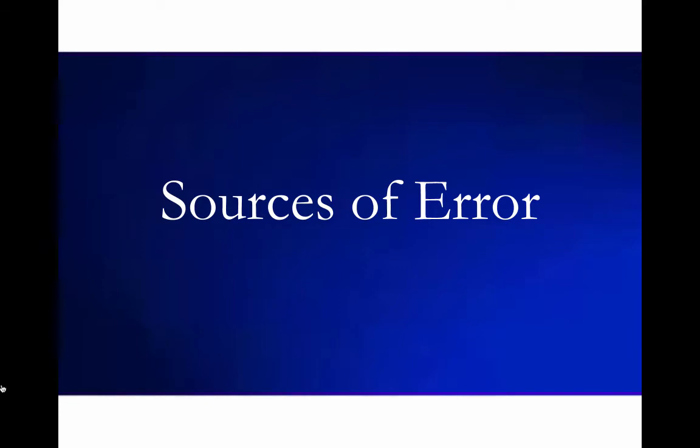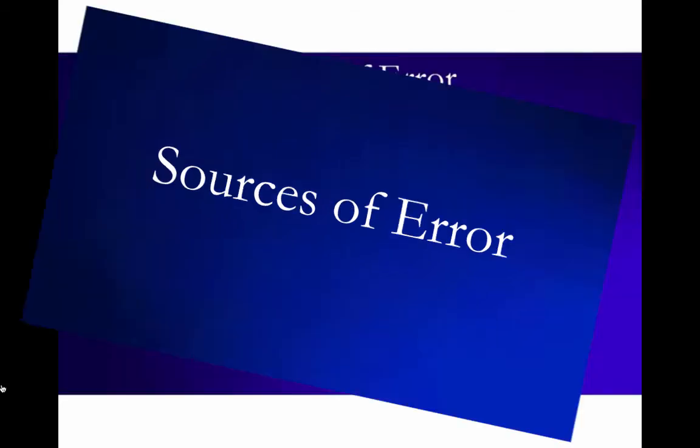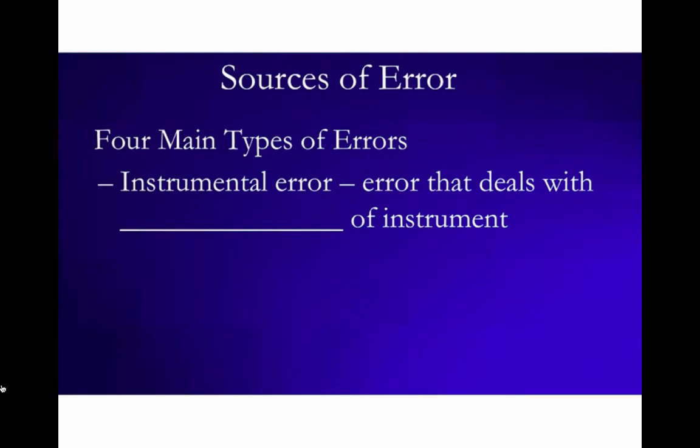Sources of error means, why is there error in our measurement? A lot of my students try and tell me, we didn't make any mistakes in our lab. And while that might be true, that does not mean you don't have error, because every measurement has some error. Sometimes it comes from the instrument that you're using. The instrumental error deals with the accuracy level or precision of your instrument.